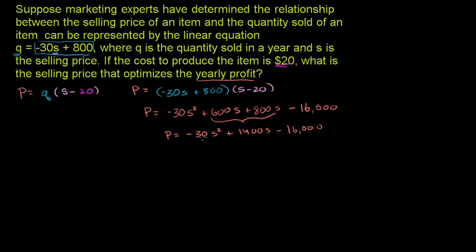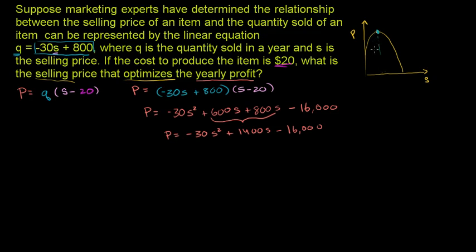Now, we have a negative coefficient on the S squared term, which tells us this will be a downward opening parabola. If this is our profit axis, and this right here is our selling price axis, this parabola is going to look something like this. It'll be downward opening. And we're asked to find the selling price that optimizes the yearly profit. Well, it's optimal if it's as high as possible. So we're going to look for a maximum point, and find the selling price that gives us that maximum point.